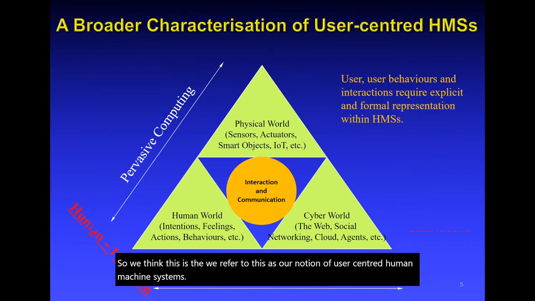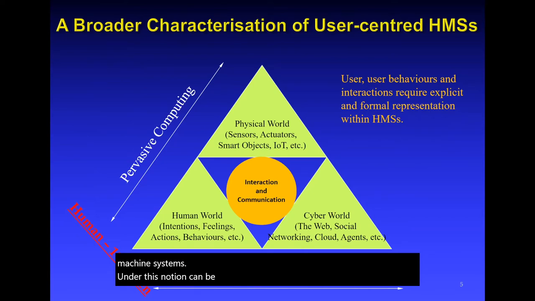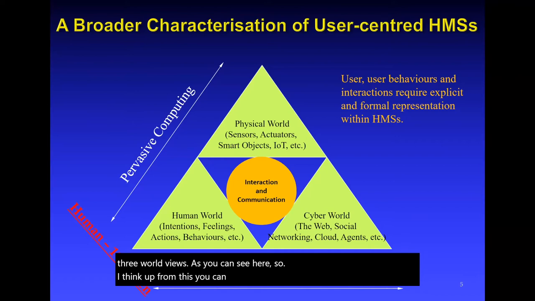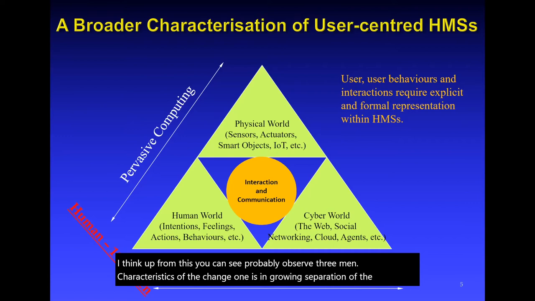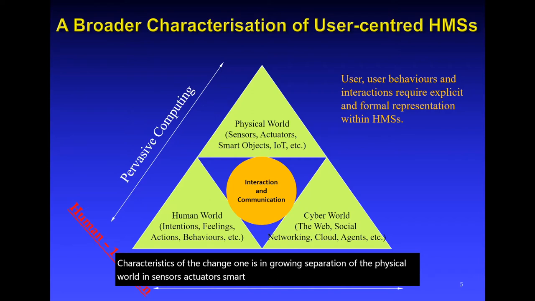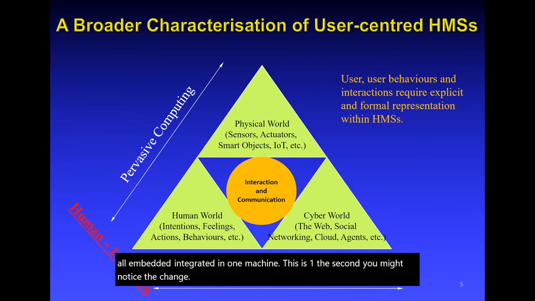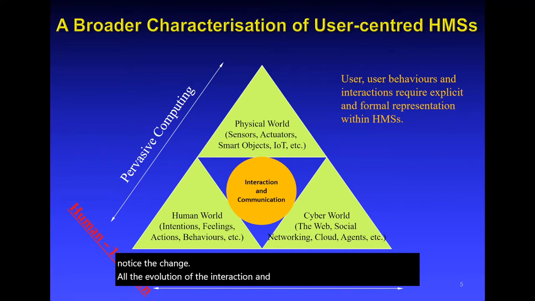This notion can best be characterized and depicted in these three world views, as you can see here. From this, you can observe three main characteristics of the change. One is the growing separation of the physical world, with sensors, actuators and smart objects, from the cyber world, the web, the cloud and the edge. So the computing capabilities are not all embedded and integrated in one machine. The second is the evolution of the interaction and communication between these three entities.